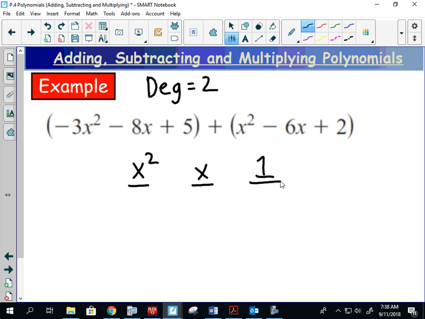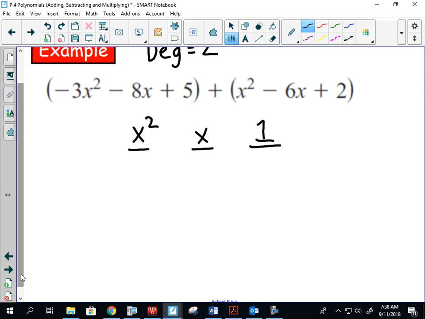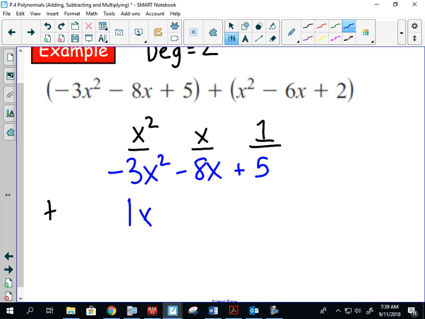In this case, it's not as beneficial to really line it up because they perfectly match with each other. You could almost just add these side by side, but it will be beneficial in later ones when there's some missing pieces. So I'm going to start the process now, just a good habit to develop. Here's the first one, -3x squared minus 8x plus 5. And I am adding, so put a plus sign out. Second one is 1x squared, so I'll even put a 1 there, minus 6x plus 2.